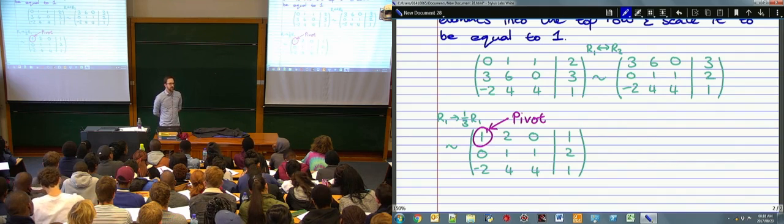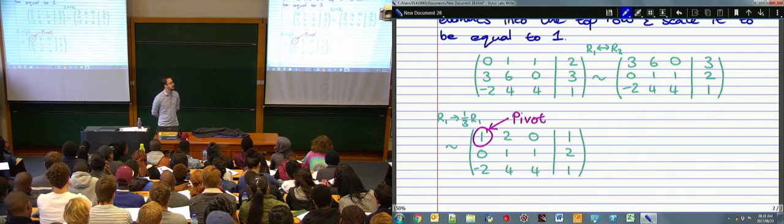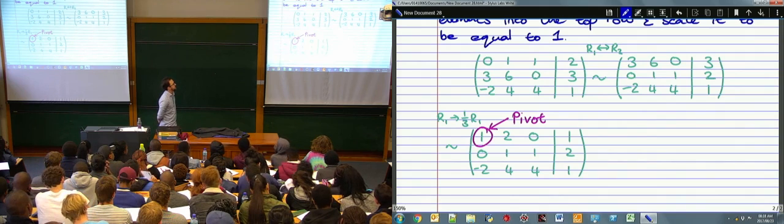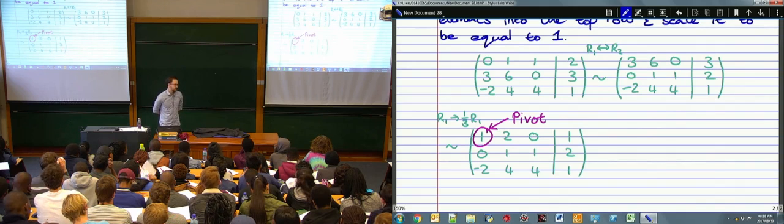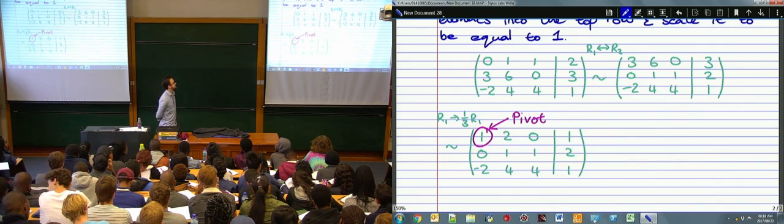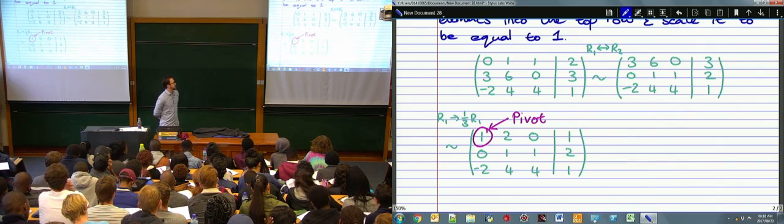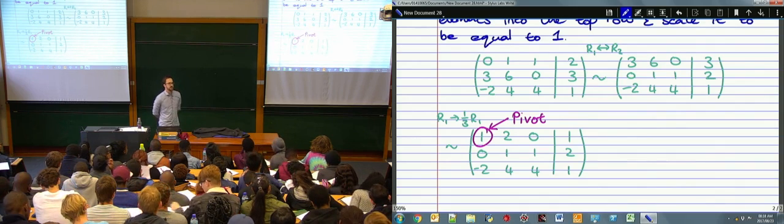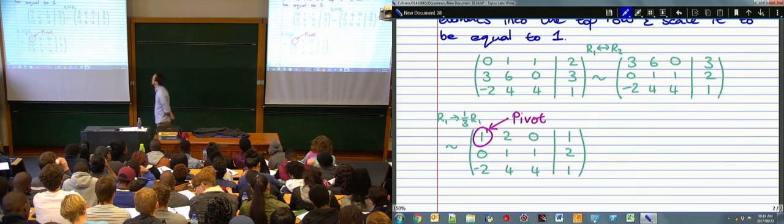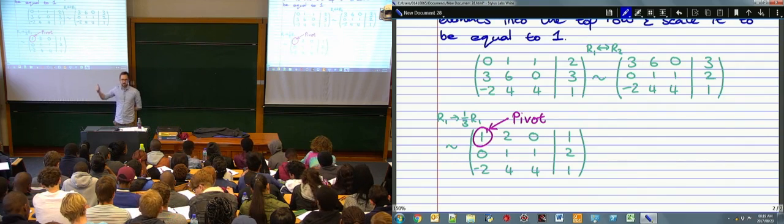It makes the next step a little bit easier if the pivot has been scaled to 1. And it also makes reading off the answer at the end slightly easier if the pivot's been scaled to 1. I guess you could do Gauss reduction without scaling the pivot to 1, but then your calculations are a little bit messier.